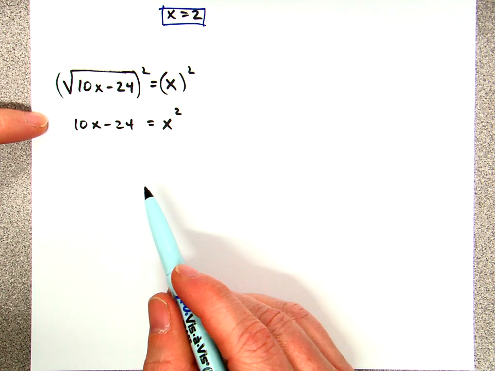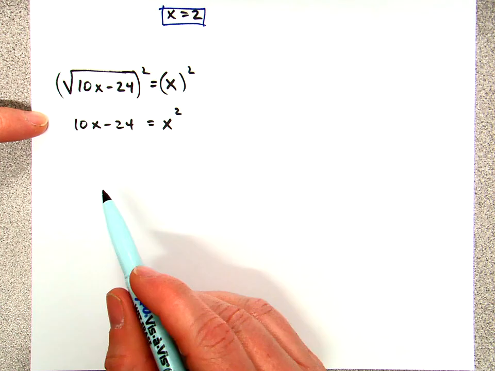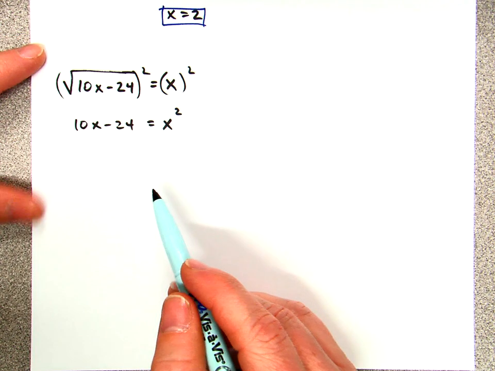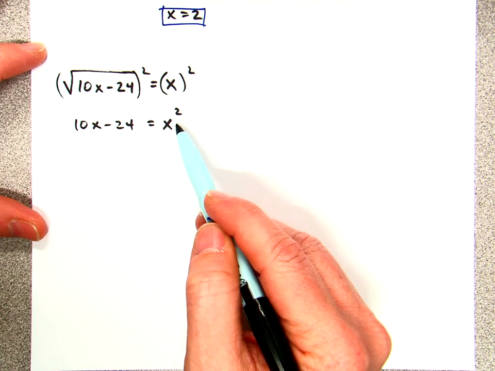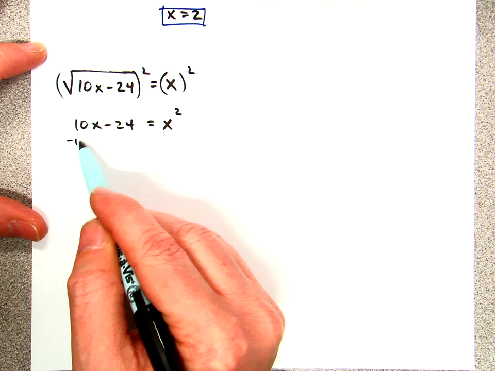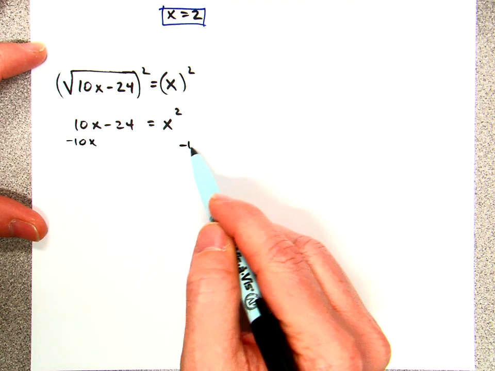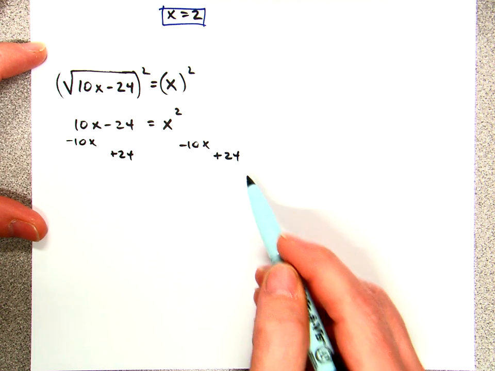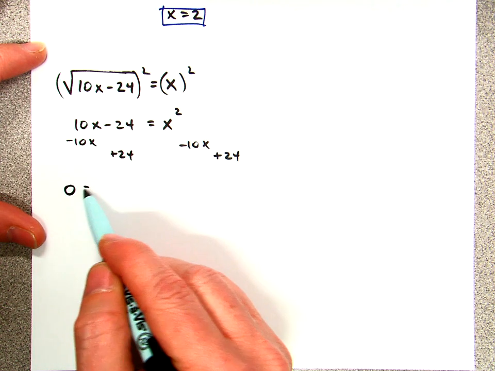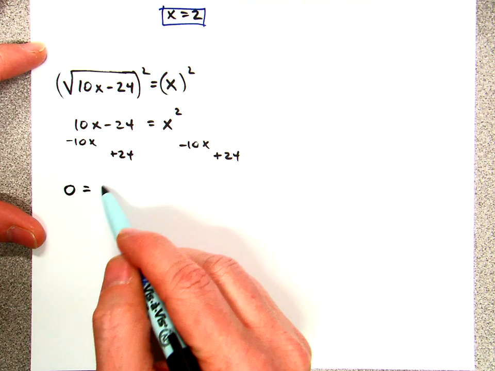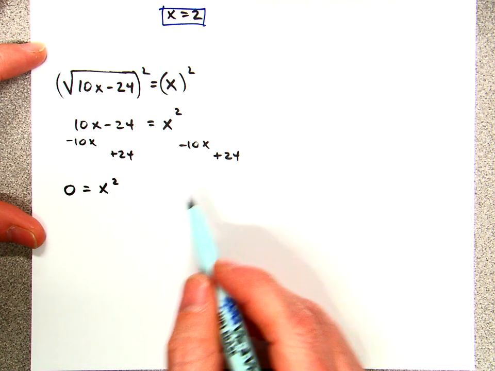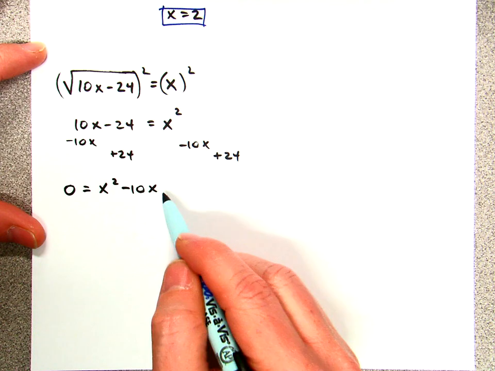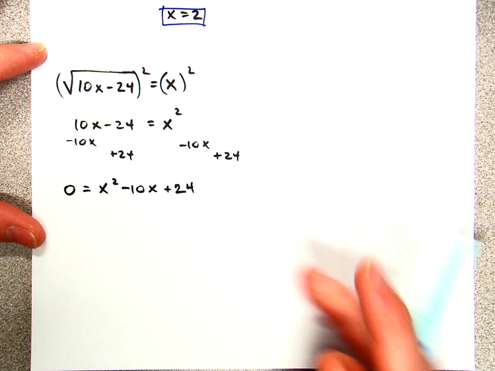And if I want to factor to make this useful, I'm going to need everything on one side equal to 0. So I like to leave the larger degree term positive, so I'm just going to subtract the 10x from both sides and then add the 24 to both sides. So we have nothing on the left now. The x squared, I'm just going to put them in order, from largest degree down.